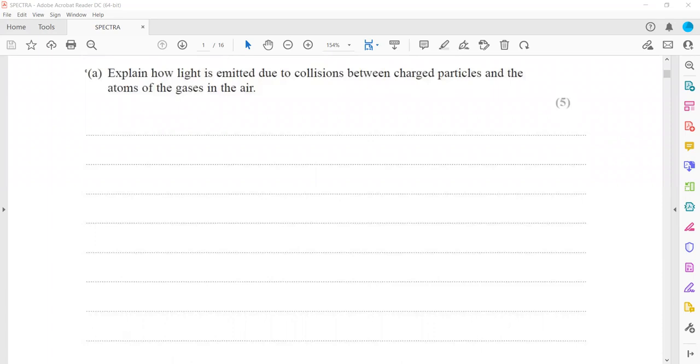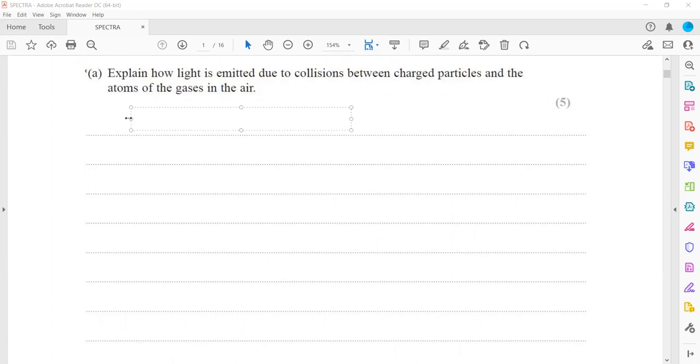So first, when these charged particles collide with the atoms, the electrons present in an atom gain energy, and when they gain energy, they move to a higher level. When the electron falls back down, it emits energy in the form of a photon, and the photon energy equals the difference in energy of the two levels, and this will give a characteristic color. And if the energy of the photon is more, it means it will have a higher frequency.